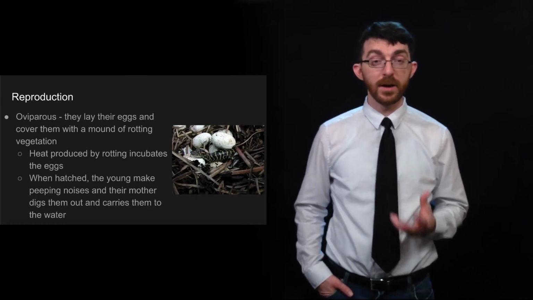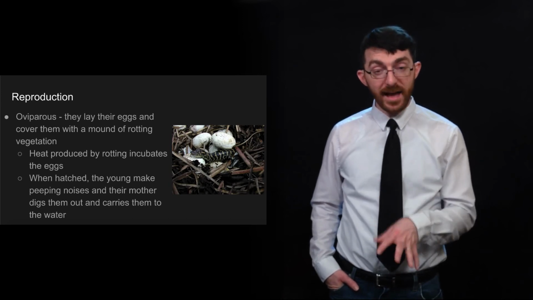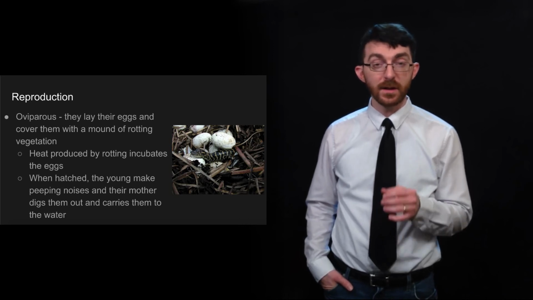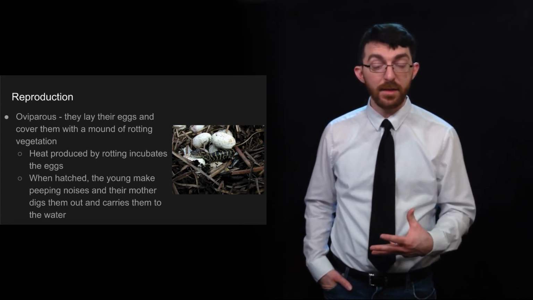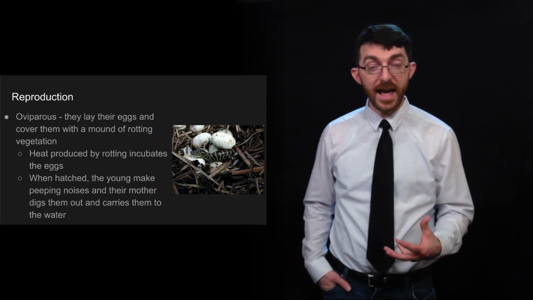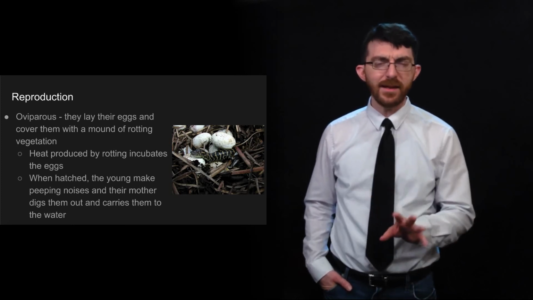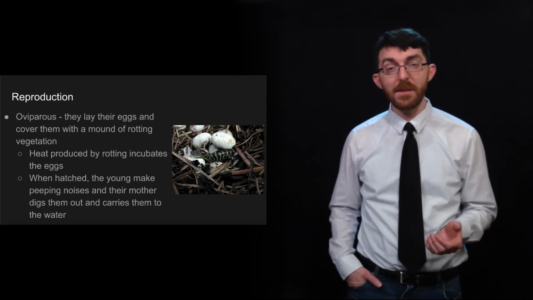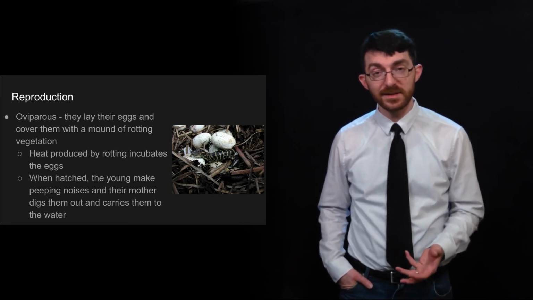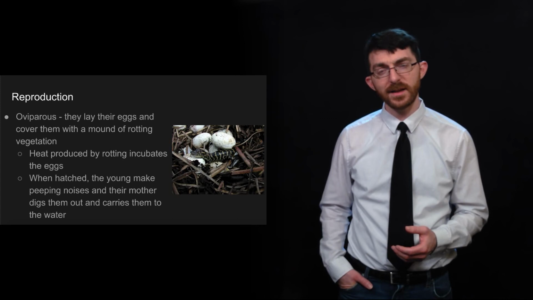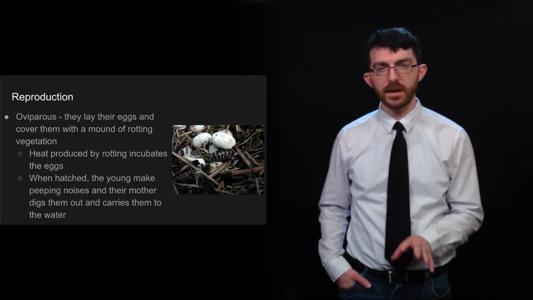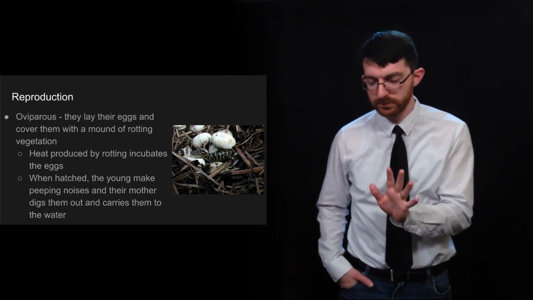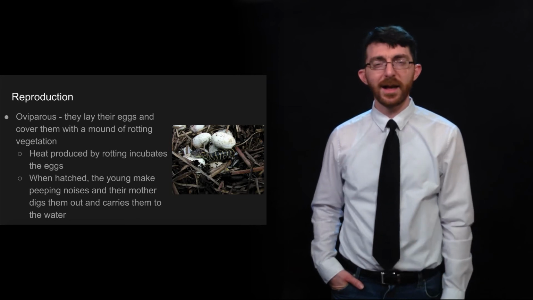Okay, so about their reproduction. They lay eggs in a nest, so they are oviparous, and they cover it with rotting vegetation. This compost actually produces heat that is going to incubate these eggs. Did you know that compost produces heat? Any decomposition produces heat. When the young hatch, they make this cute little peeping sound, and then their mother comes and digs them out and takes them to the water. Oh, isn't that nice? No, wait, no, we can't think this is cute. These are killer crocodiles, and the babies make a little peeping sound, and their mommy takes them to the water. Nope. No. You feel about them how you like. I think it's kind of cool.